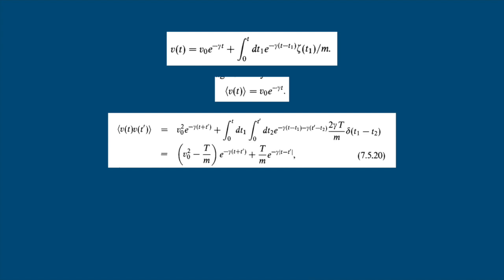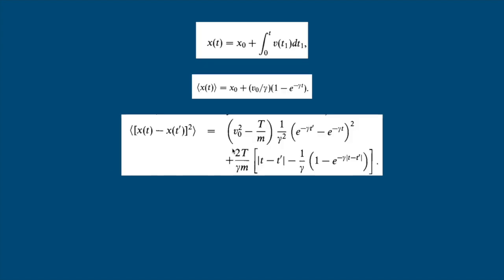Okay, so now if we have v of 0 equal to v naught, we'll have v of t equal to this, and the average of this function will just be v naught e power minus gamma t, because the average influence of all the random forces will cancel out. So this is the velocity correlation function.